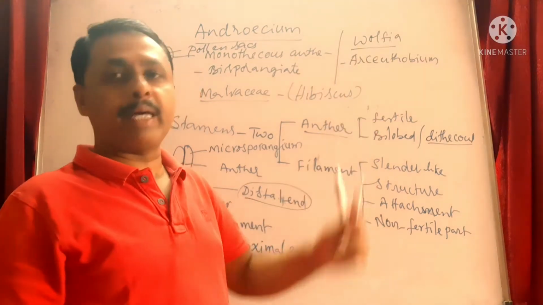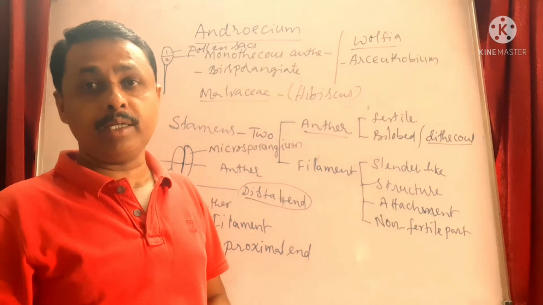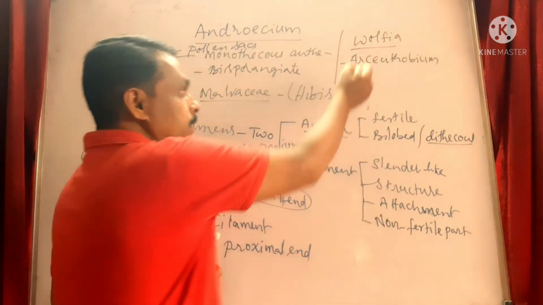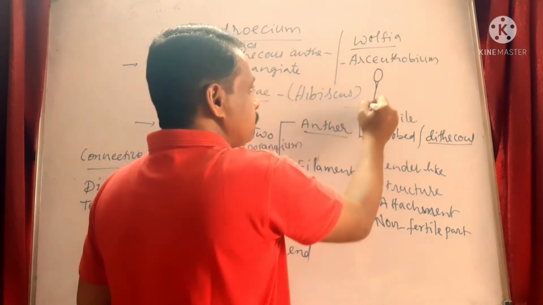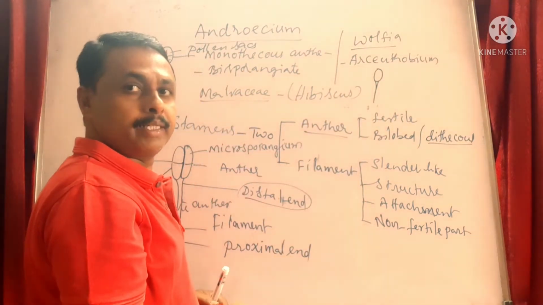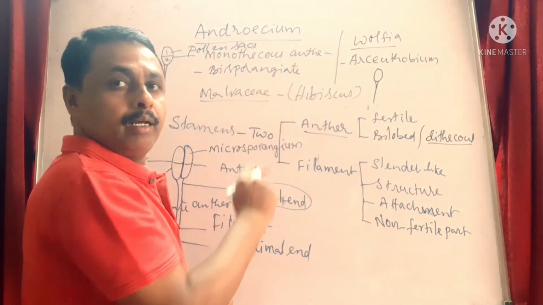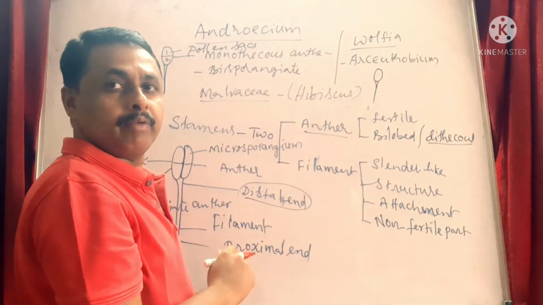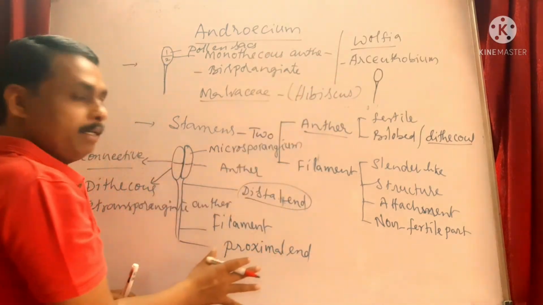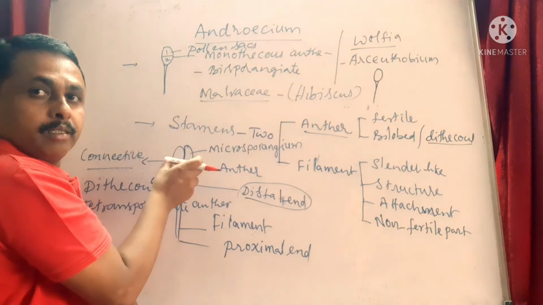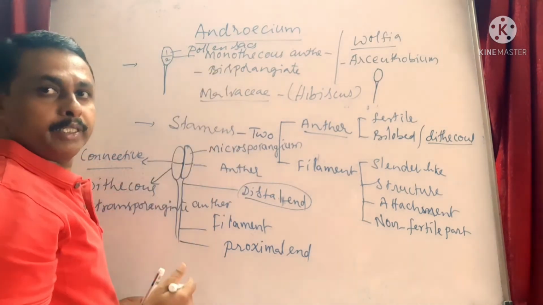And this is an obligate parasite. Arceuthobium is an obligate parasite on redwood plants, sandal plants. Now, in these two plants, a monothecous anther is present. For each monothecous anther, a single microsporangium will be present. That is a different case. But in the majority, we can see a dithecous tetrasporangiate and monothecous bisporangiate anther.